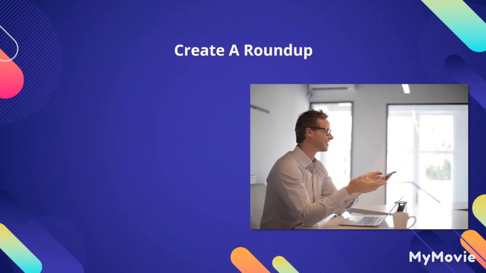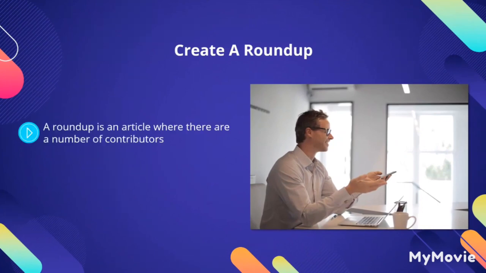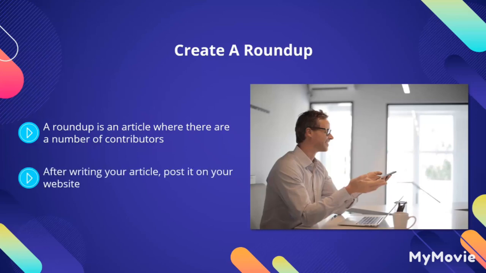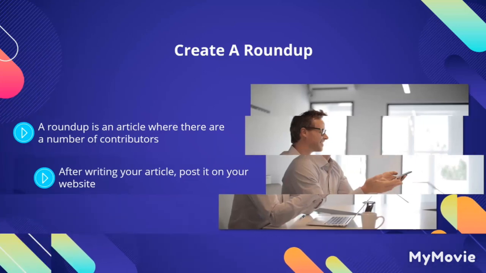Create a roundup. A roundup is an article where there are a number of contributors. So here, you want to think about an article topic and then find a number of people on Facebook to contribute to it. You need to choose a topic that will be popular with your target audience. After writing your article, post it on your website. Then create a Facebook post telling people all about the article. Ask the people that contributed to the article to share your Facebook post with their friends. This is a great way to get more free traffic from Facebook.